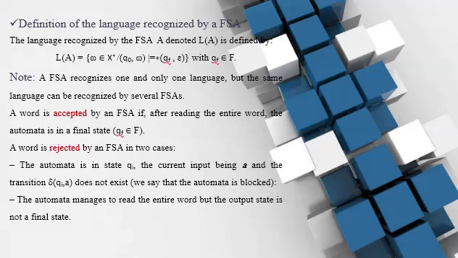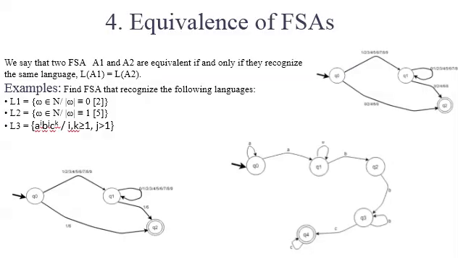A word is rejected by an FSA in two cases. First, the automata is in state Q, the current input being A and the transition delta(Q, A) does not exist. We say that the automata is blocked. Second, the automata manages to read the entire word, but the output state is not a final state. Let's pass to the equivalence of FSAs. We say that two FSAs A1 and A2 are equivalent if and only if they recognize the same language, L(A1) equals L(A2). Examples: the shown figures present that the following FSAs recognize the following languages.